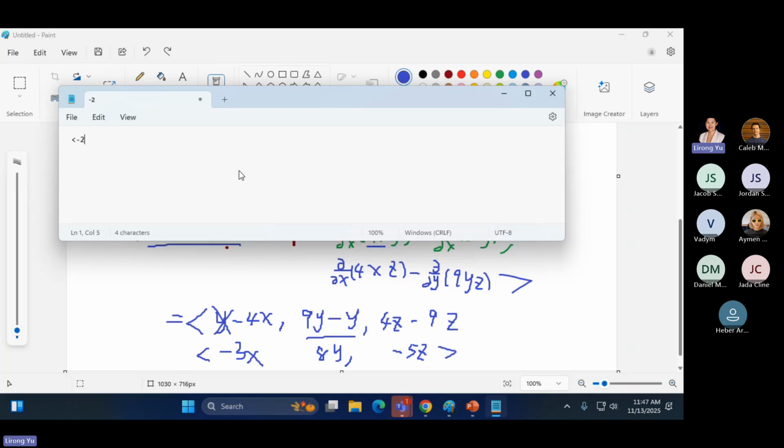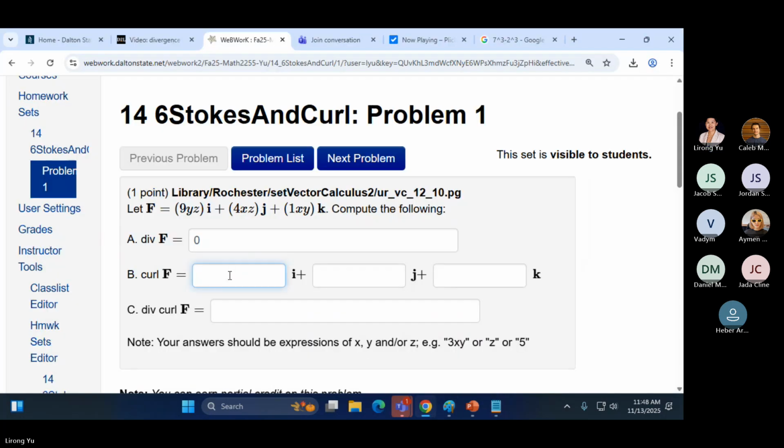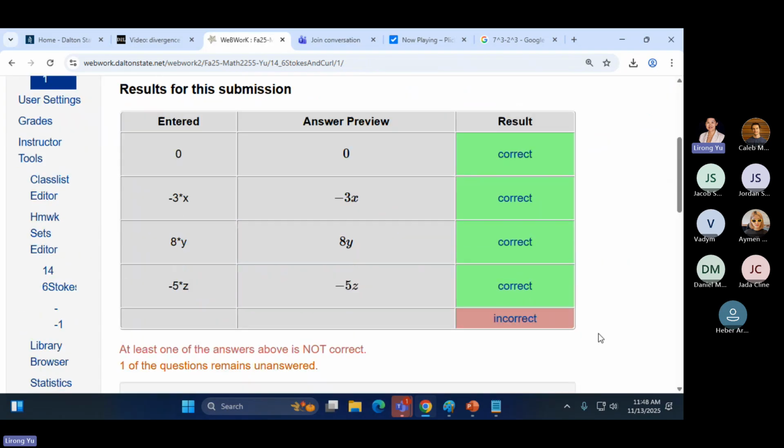It's negative 3x, right? And then 8y. It's kind of interesting that we have a corresponding variable in that component. So this second component is 8y. The last component is negative 5z. The first component is negative 3x. Those are the curl calculation. Hope that gave you some idea.